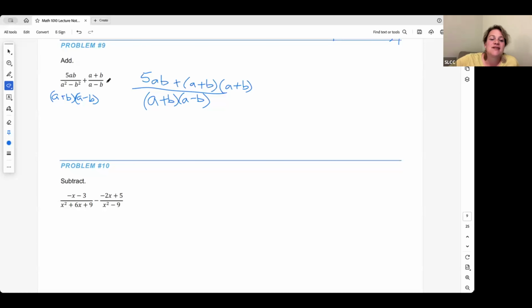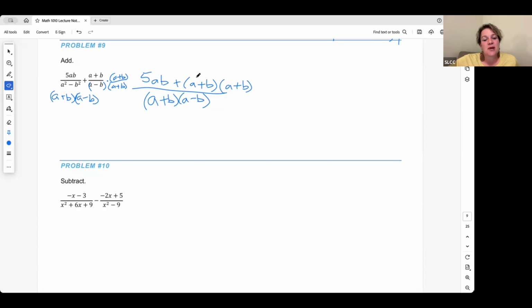Remember we talked about this as fixing the numerators. So I have an a minus b. How do I make the common denominator? I need to multiply by a plus b. I can't just do that. I've got to multiply by 1. So I multiply by a plus b over a plus b, and that's how you have that in the numerator.